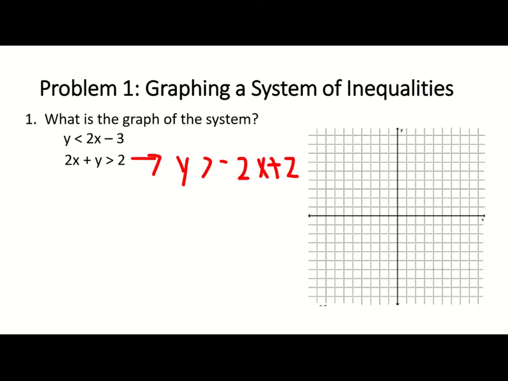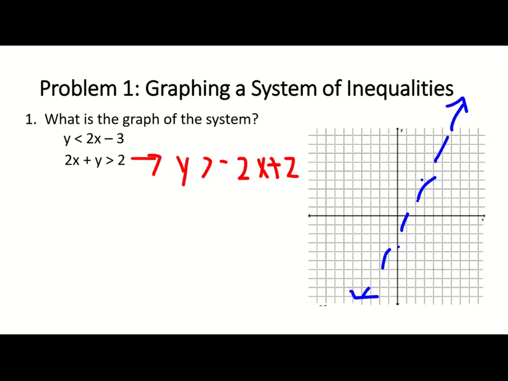So the top one, y is less than 2x minus 3. I'm going to start at a y-intercept of negative 3 and count my slope. Up 2, right 1, up 2, right 1, up 2, right 1. And then I'm going to connect these with a dashed line because we are less than.